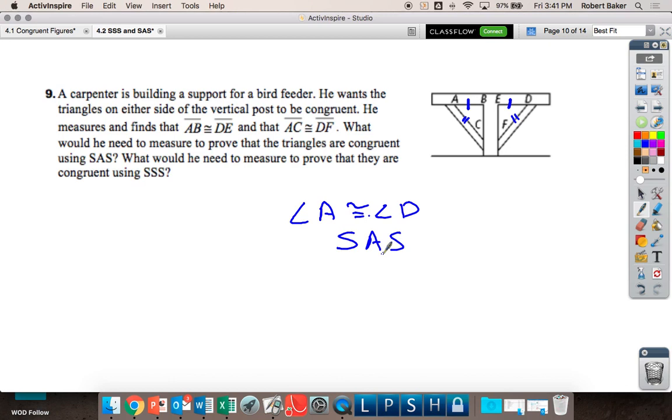Then he said, you know what, never mind. I'm bad at measuring angles. I want to make sure I can use the SSS shortcut. What else would he need to measure? Line BC and line EF.